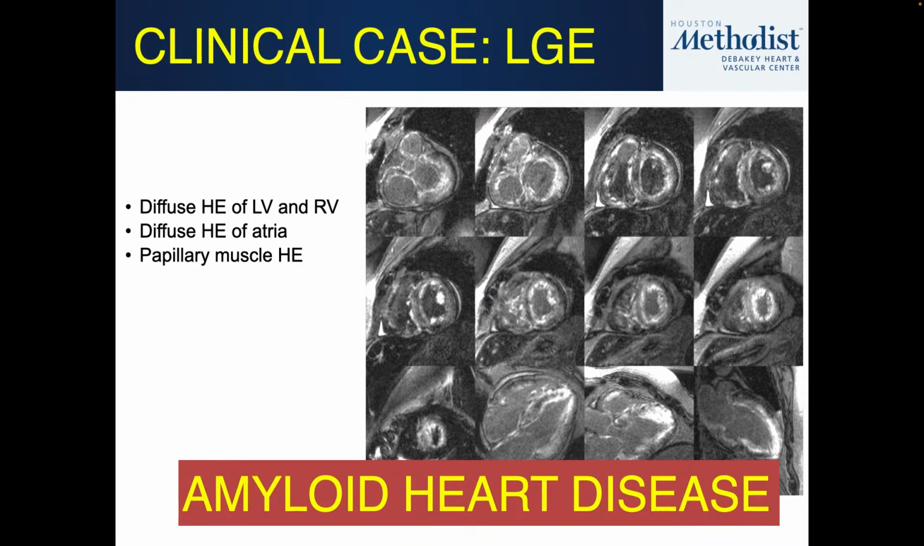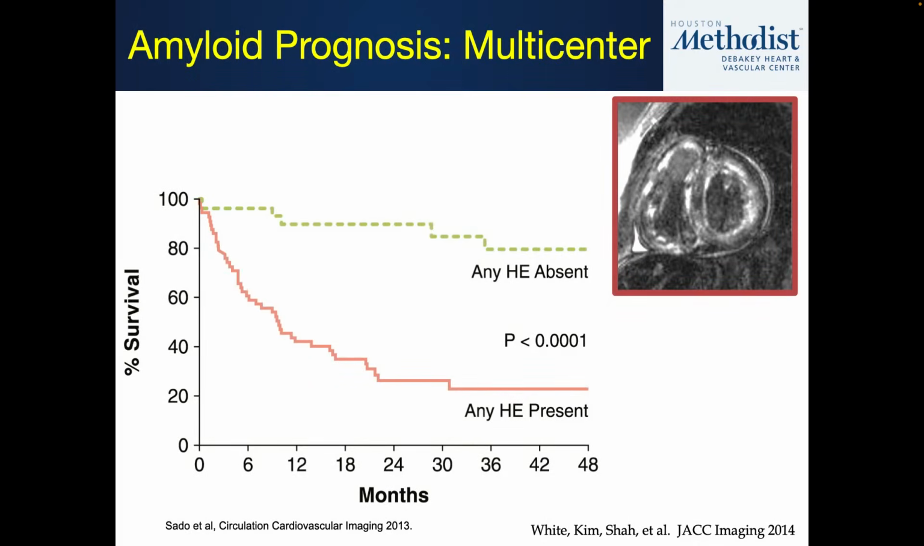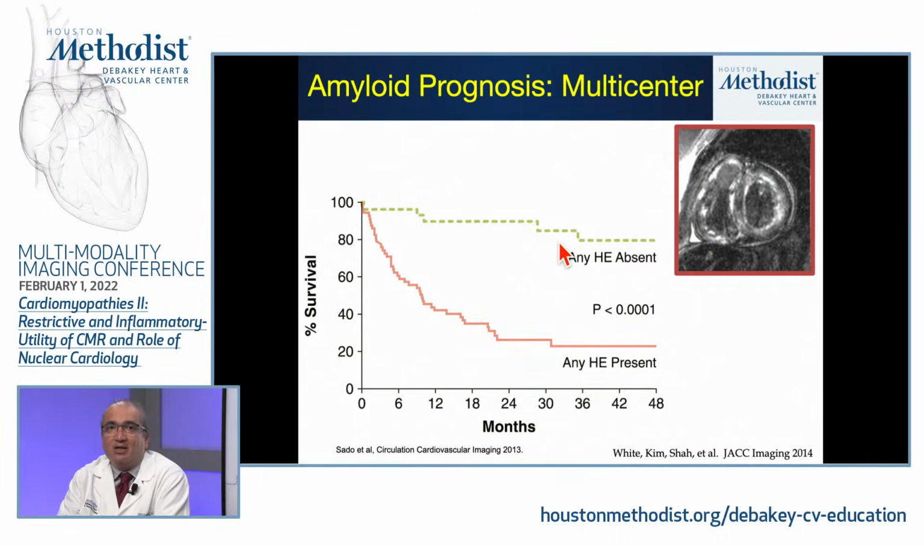And again, this kind of highlights the advantage of coupling the cine morphology assessment that you get with MRI with the late gadolinium enhancement that you get on post-contrast imaging. And this is a multi-center study which looked at patients with known extracardiac amyloidosis that presented for a cardiac MRI and really showed that in the absence of hyperenhancement within the heart, the prognosis is much better than in those patients who have known extracardiac amyloid but who have evidence of hyperenhancement detected by cardiac MRI.